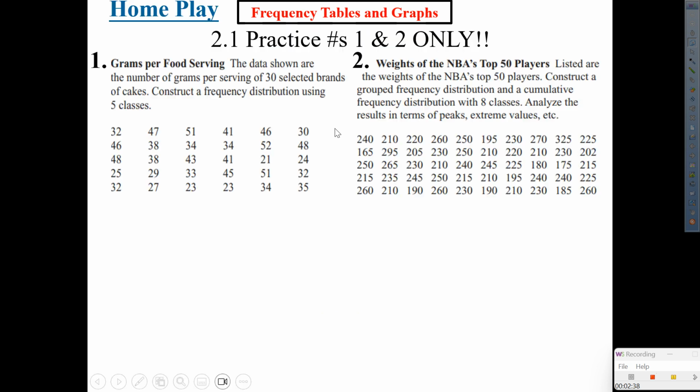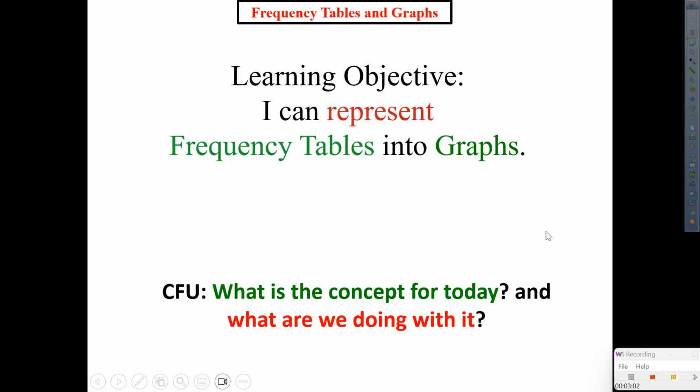Okay. So, tonight's home plate, only two problems. As I promised, we're going to start seeing big amounts of data now. Anyways, we've been practicing standard deviation with how many numbers? About five, six, seven. Anyways, let's move on. I can represent frequency tables into graphs.